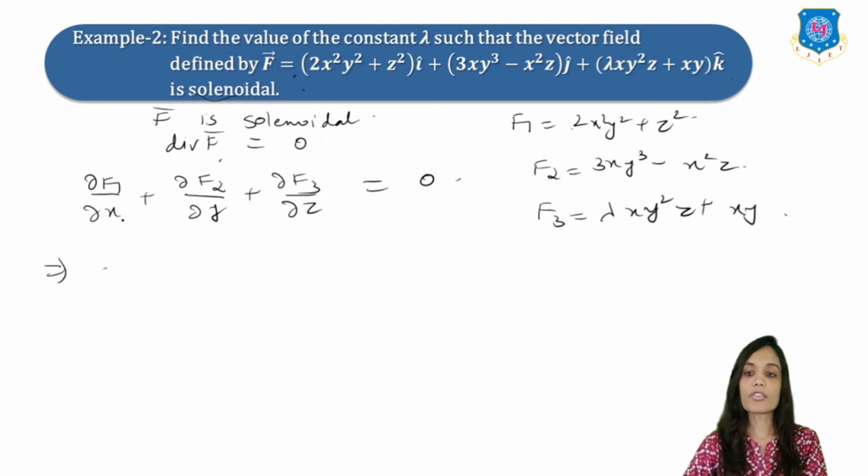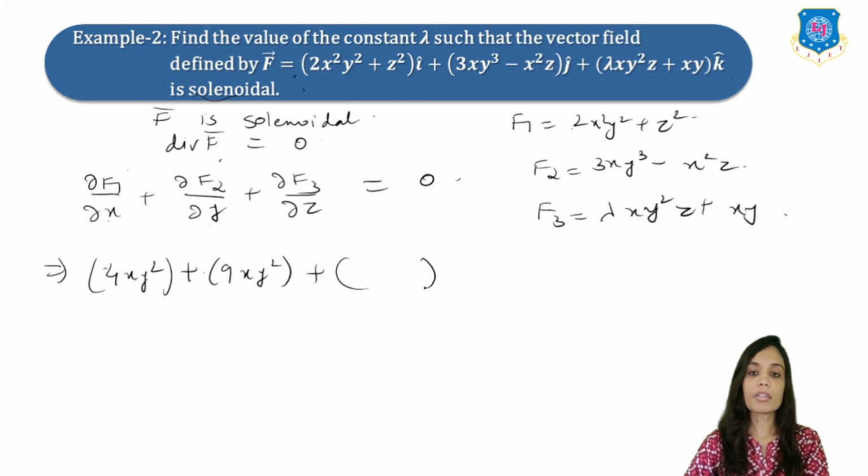Let us write the answers of the derivatives. So del f1 by del x will be 4xy square, plus del f2 upon del y will be 9xy square, plus del f3 by del z is equal to lambda xy square.